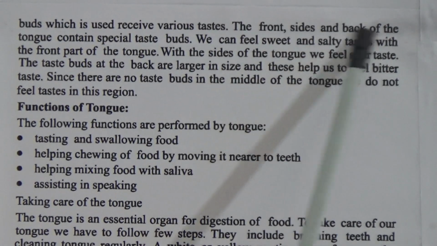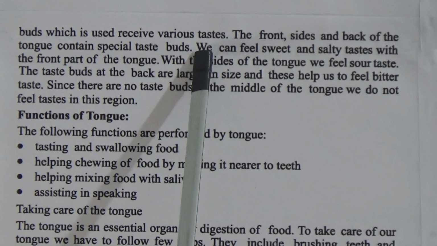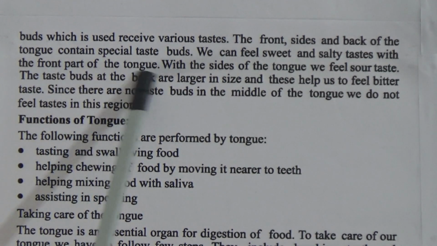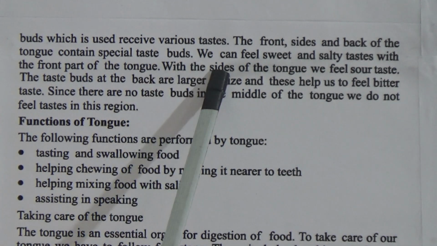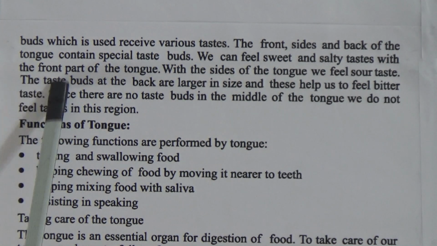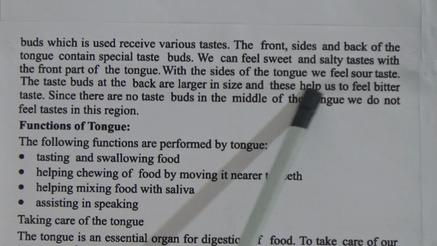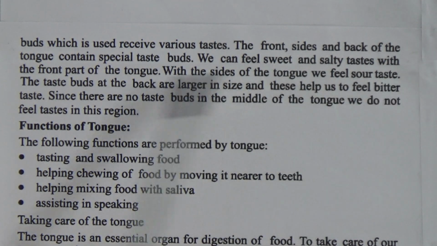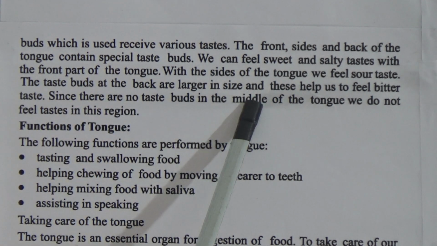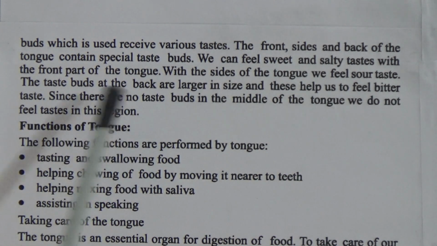The front side and the back side of the tongue contain special taste buds. We can feel sweet and salty tastes with the front part of the tongue. With the sides of the tongue, we feel sour taste. The taste buds at the back are larger in size, and these help us to feel bitter taste. Since there are no taste buds in the middle of the tongue, we do not feel taste in this region.